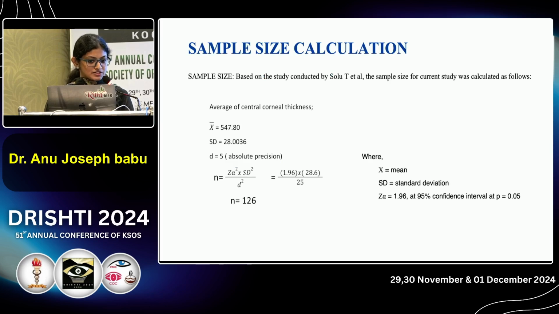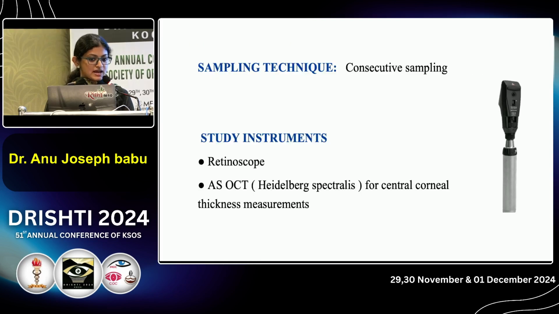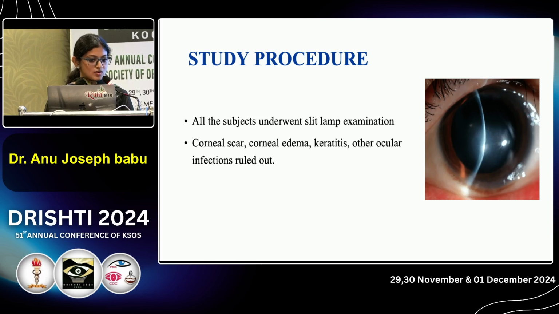Sample size calculation was done based on the study conducted by Soluti et al., and it was found to be 126. The sampling technique was consecutive sampling, and the study instruments were a retinoscope and anterior segment OCT for central corneal thickness measurement. For the study procedure, all the subjects underwent slit lamp examination. Those with corneal scar, corneal edema, keratitis, and other ocular infections were ruled out.